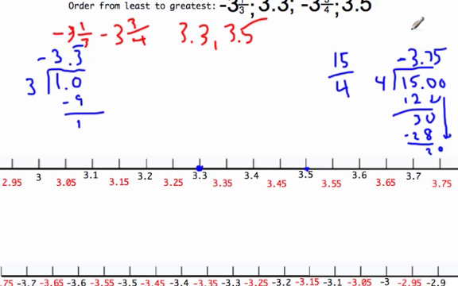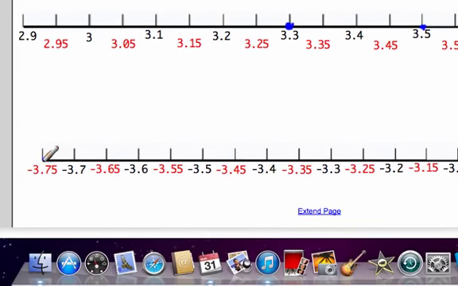Negative 3.75. And again, on a number line, the number that is furthest to the right is the greatest. So if we look at this number line down here, negative 3.75 is over here, and then the number that's to the right is negative 3.3333333, which actually isn't located here.